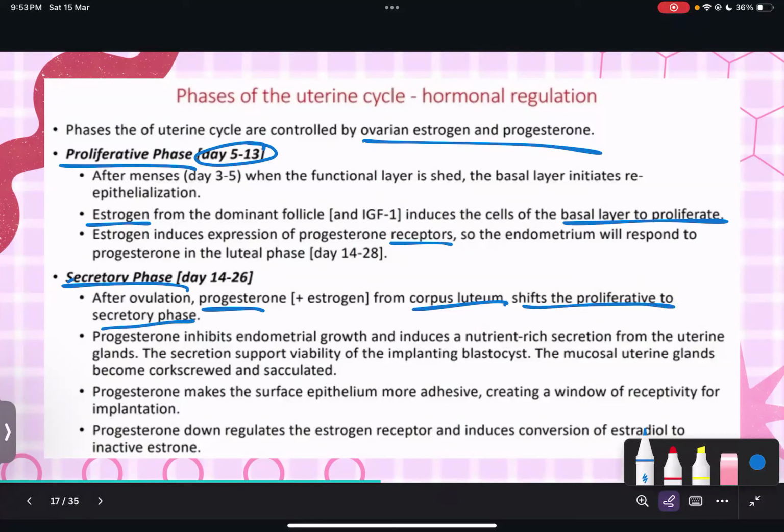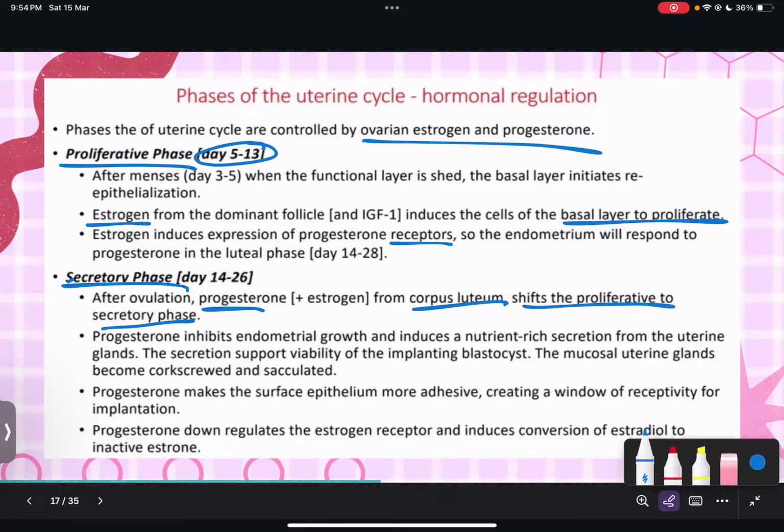Something very important to know in this whole lecture is what starts and what ends, like what hormone starts and what hormone ends every phase. Okay, so for example, we said what hormone starts the proliferative phase? It's the estrogen. What hormone starts the secretory phase? It's the progesterone. Okay, this is important to know because they will test you about this in one way or another. Okay, so the shift from the proliferative to the secretory phase starts by the progesterone.